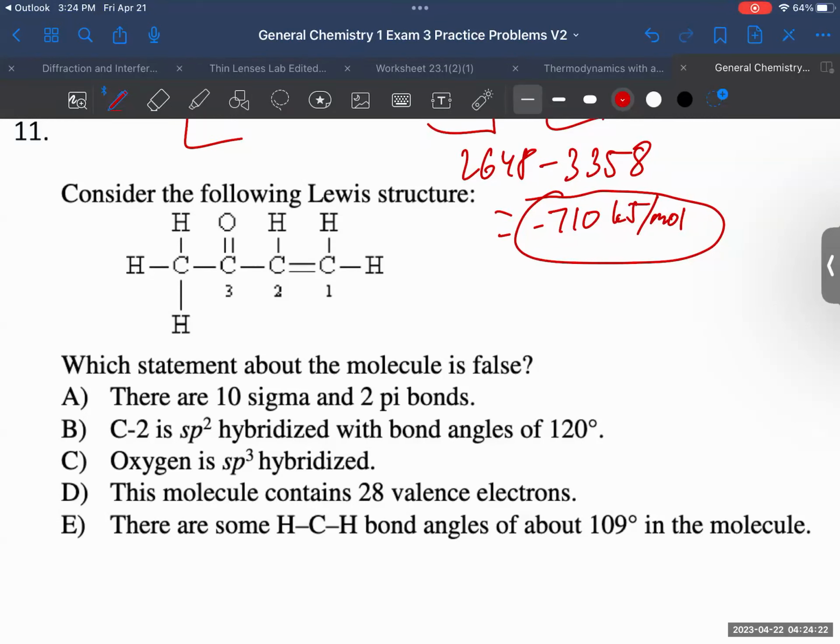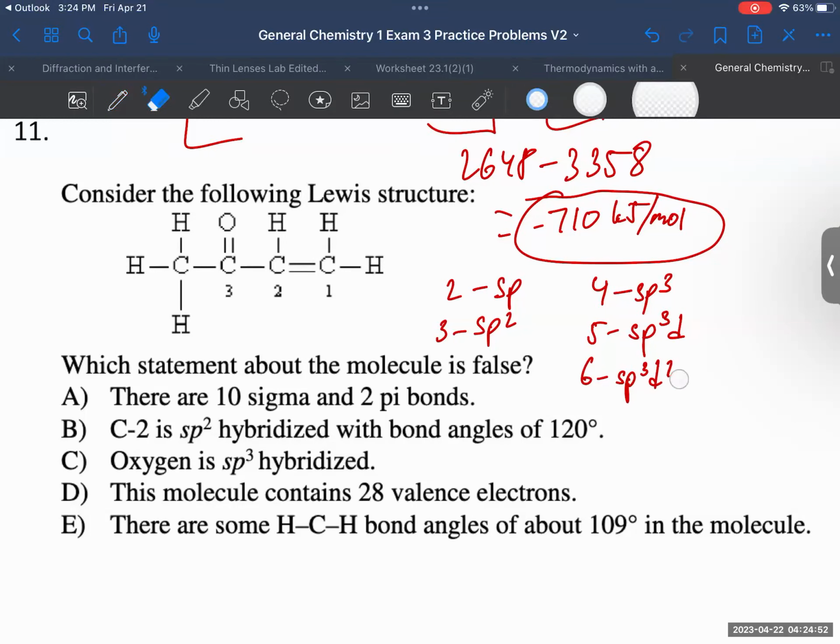Okay, so if there's two things attached, it's sp hybridized. If there's three things attached, it's sp2 hybridized. If there's four things attached, it's sp3 hybridized. We're only going to see up to sp3. If there's five things attached, it's sp3d hybridized. And if there's six things attached, that's sp3d2 hybridized. Now you're only going to see up to sp3d2.